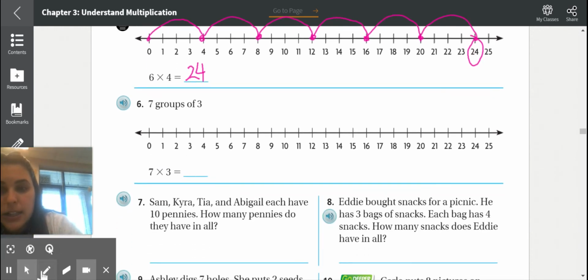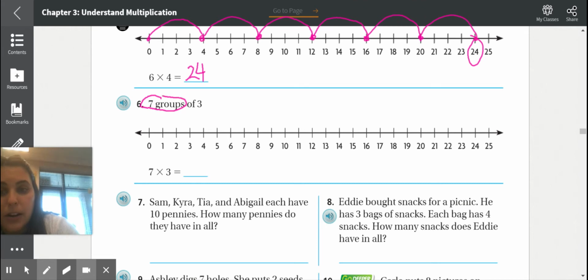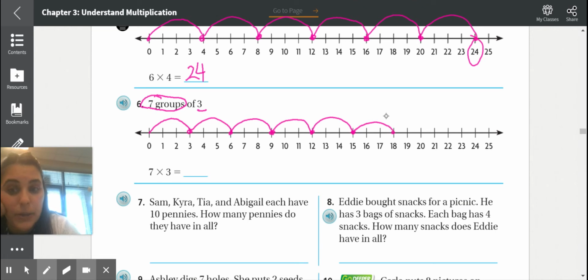Next one, 7 groups of 3. So that means we're going to have 7 jumps. How many are going to be in each? 3. So the first one goes to 3. Count 3 more. 1, 2, 3. How many jumps have we made? Let's count. 1, 2, 3, 4, 5, 6. So we need 1 more. 1, 2, 3. There we go. What number did we land on? 21.